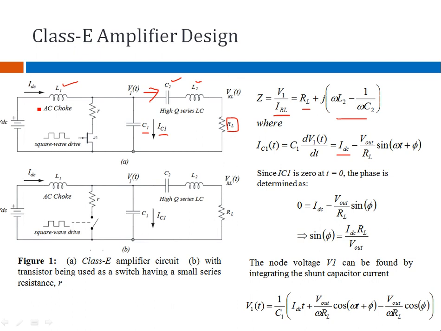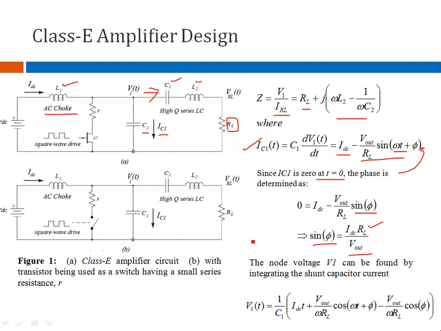Since the switching occurs at t equal to zero, if you plug this condition into the above equation at t = 0, you'll find that this phase can be determined in terms of the load, the output voltage, and the current through the inductor. So the node voltage, you can integrate this equation and find the node voltage as such.